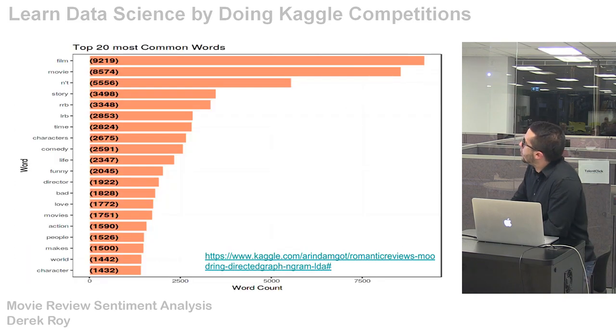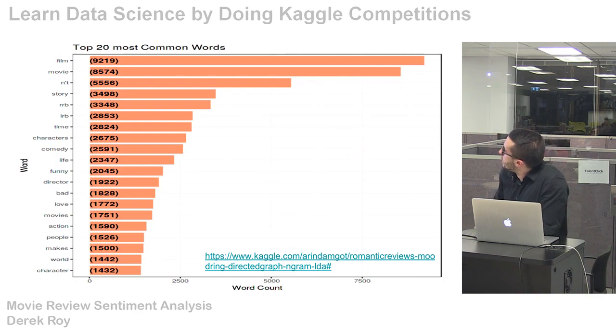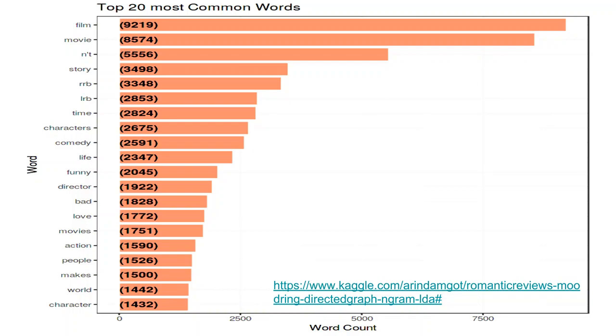All right, so this one moves on to the word ordering, or the top 20 words. We have things like film, movie, I want to say garbage, but it might be helpful. RB and LRB, maybe abbreviations. But we have a lot of things that refer to movies like story, characters, comedy, director, movies, action, and character again.